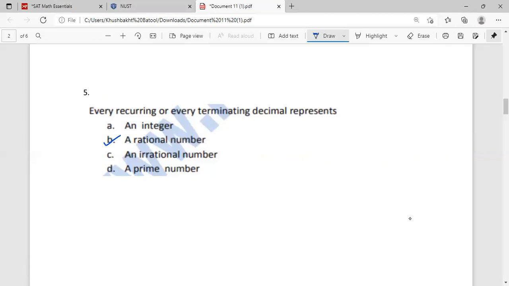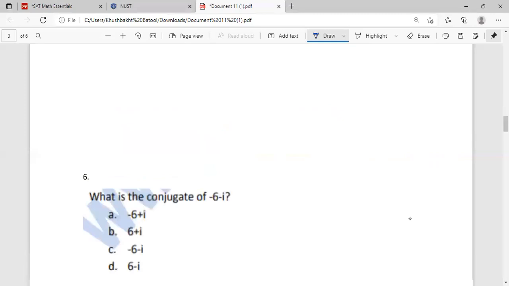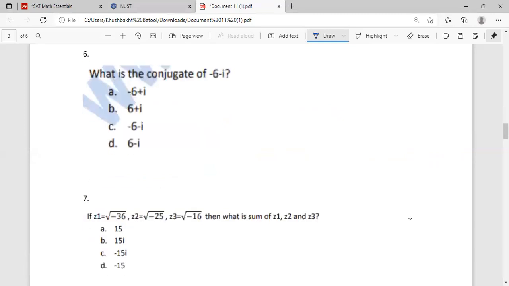And this is what we have in the definition of rational numbers. So you should be very careful with such definitions because these things are very important from the NET point of view. Okay, let's talk about the sixth question now.